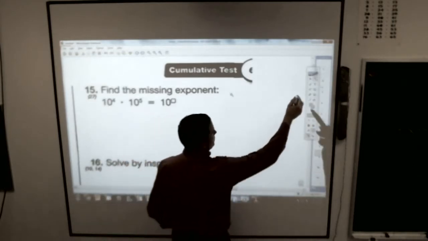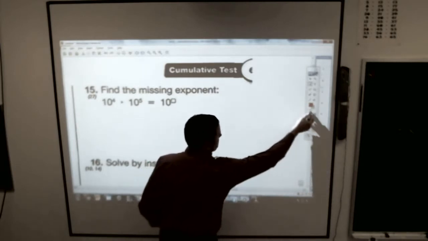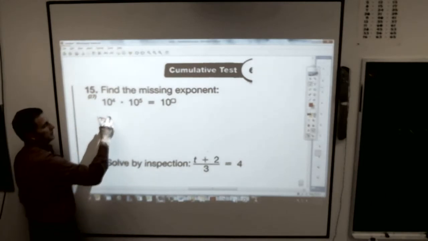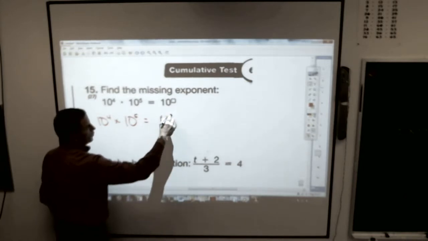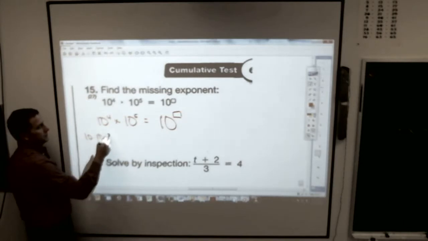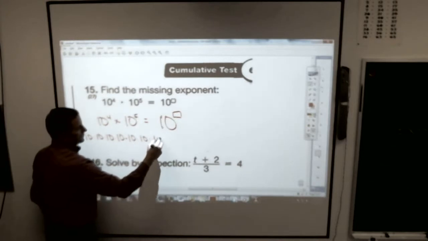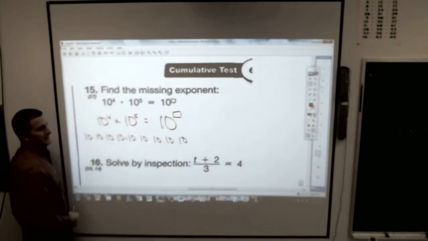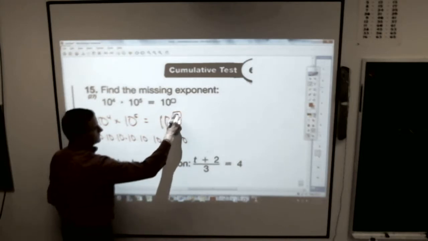Find the missing exponent. And here is the deal from what I can see of this. You have 10 to the 4th times 10 to the 5th, and they just want you to know that that would end up being 10 to what power? Well, 10 to the 4th power means you have 4 tens times themselves, and 10 to the 5th power means you have 5 more times themselves. So in grand total, you have how many tens times themselves? 1, 2, 3, 4, 5, 6, 7, 8, 9.